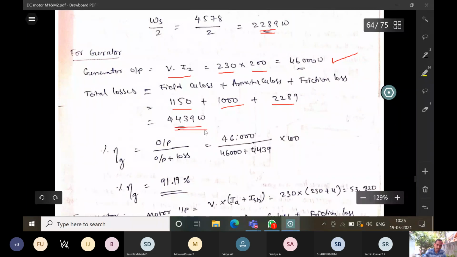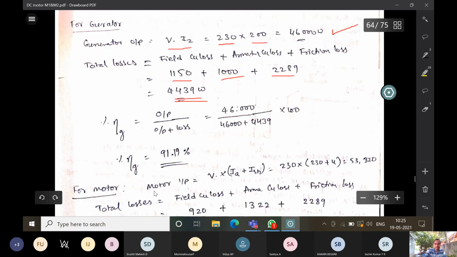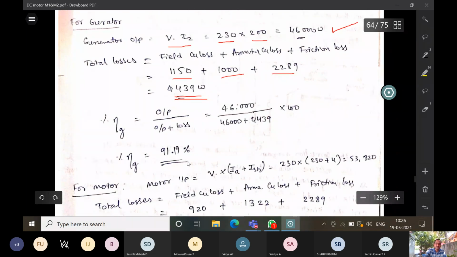Calculate efficiency of the generator as output divided by output plus losses. So output is 46,000 divided by 46,000 plus 4439, into 100. Generator efficiency will be 91.19%.